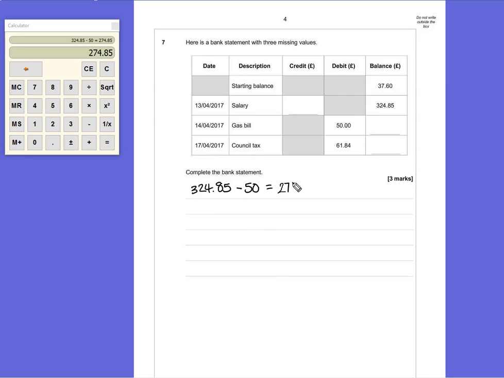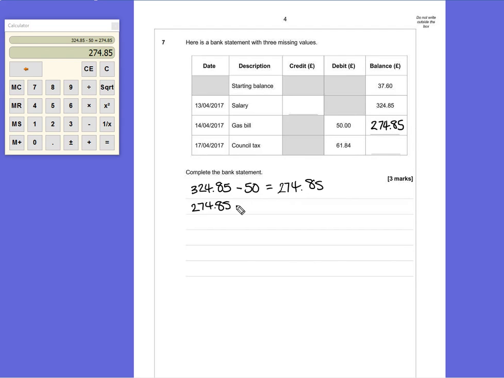So after the gas bill comes out, we're left with £274.85. I'm just going to write that into the table as well to make sure that we have all the information that we need and our answers are very well organised. The next debit would be the council tax, and for this you use your new balance, £274.85.